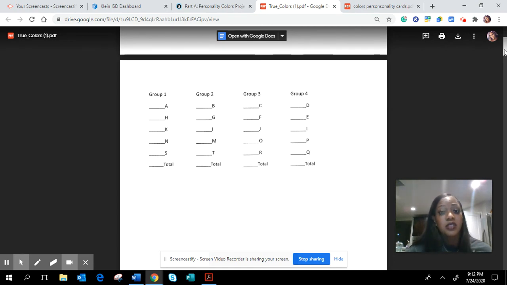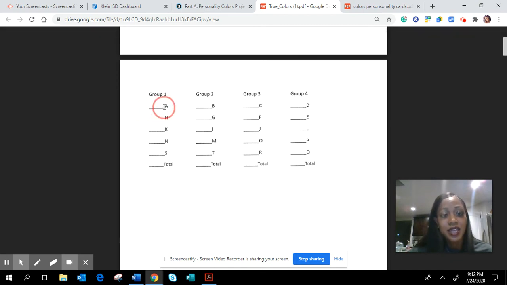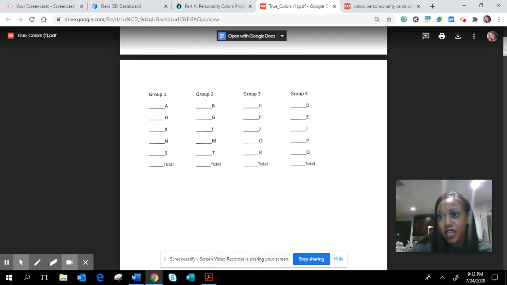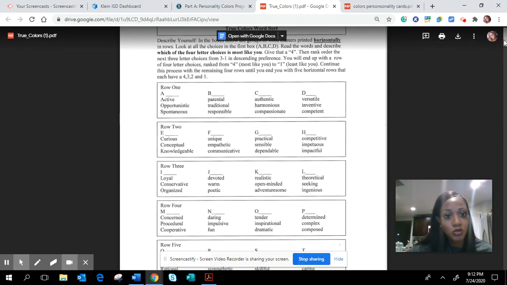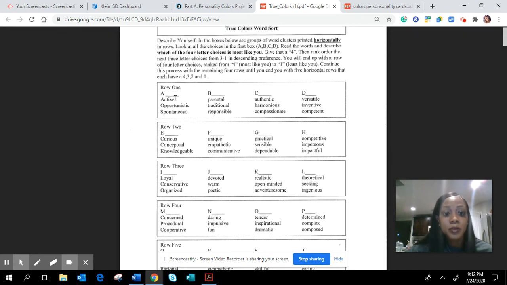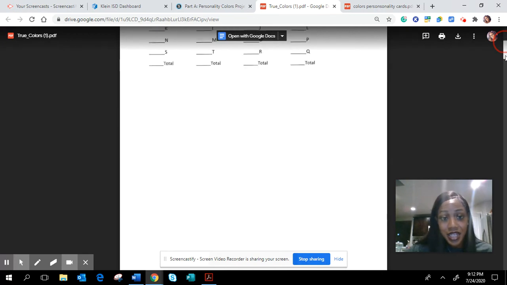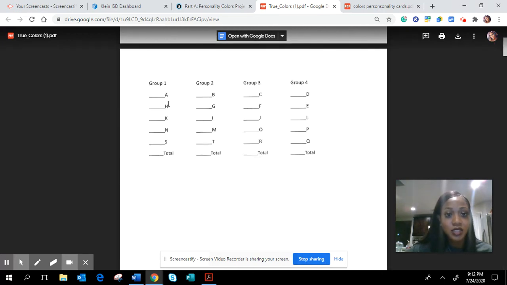All right, so here we go. With this, you'll notice that this has the letter A. If you can recall, at the beginning of this, we saw the letter A right here. So whatever number you put for letter A, whether you put a 4, 3, 2, 1, whatever number you chose here, that's what you're going to put here.